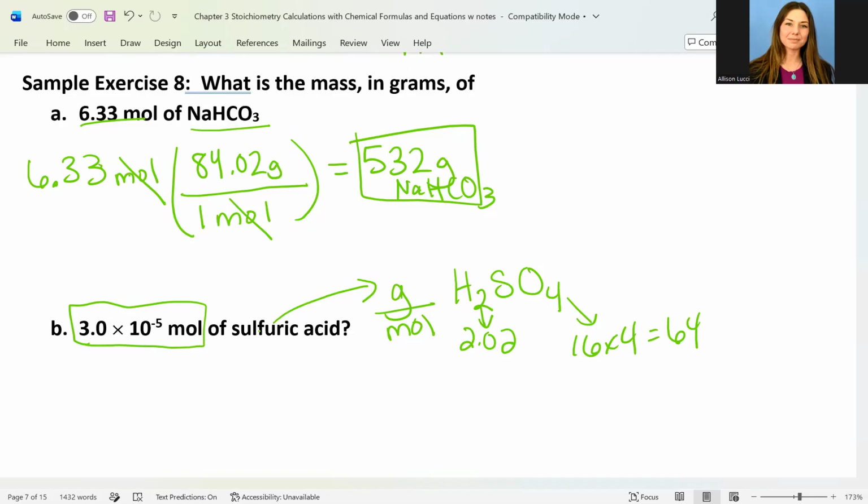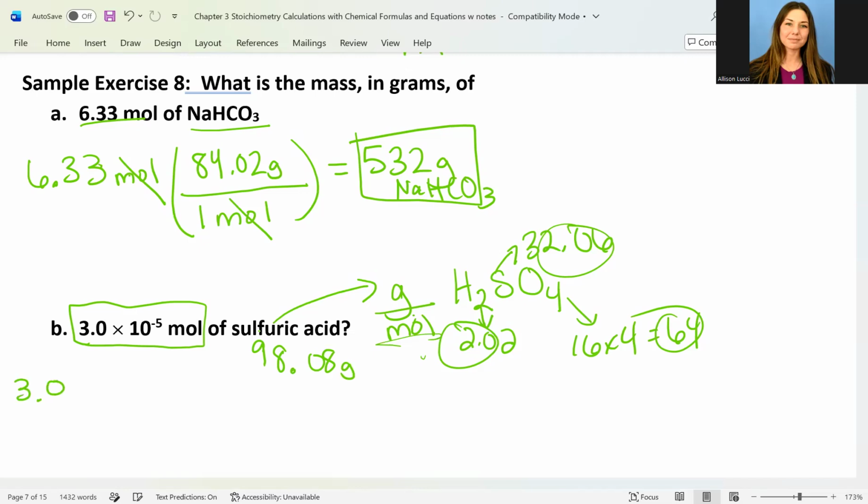And then sulfur is 32.06 from the periodic table. So I add up all these values, and I find that the molar mass is approximately 98.08 grams per mole. So now I start with what I have here, 3.0 times 10 to the negative 5th moles, and for every 1 mole I have of H2SO4, I have 98.08 grams.